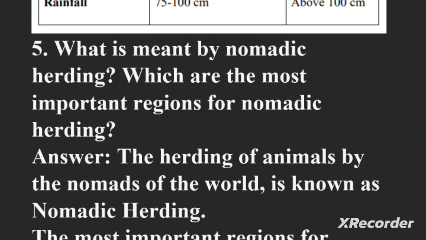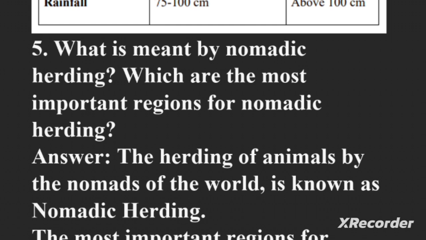So nomadic herding means the herding of animals by the nomads of the world is known as nomadic herding. The most important regions for nomadic herding are Central and Western Asia, East and Southwest Asia, Africa, Northern Eurasia, the part that is between Europe and Asia, and in India, Bhotias and Gujars.